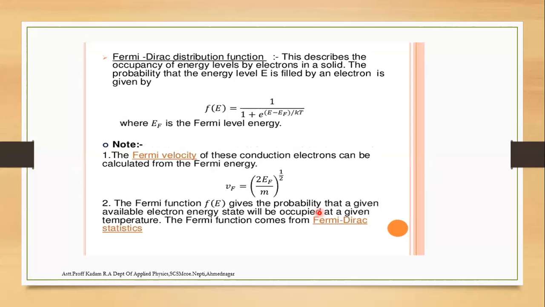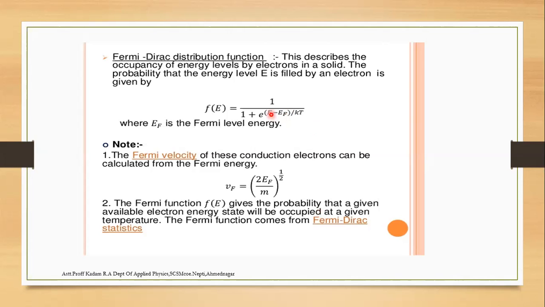The Fermi Dirac distribution function describes the energy level of the electron in the solid, the probability that energy level E is filled by an electron. The equation is F(E) equals 1 divided by 1 plus exp of (E minus Ef) divided by kT. Here k is a constant and T is the temperature, and Ef is called the Fermi energy level.